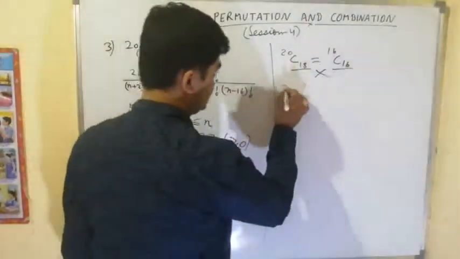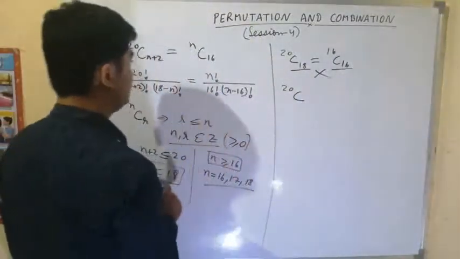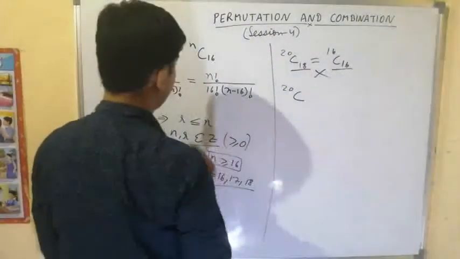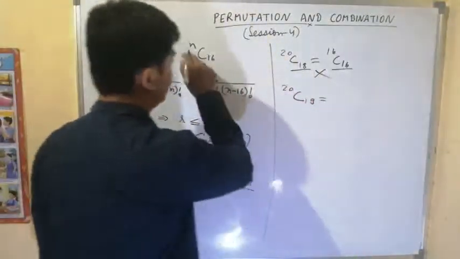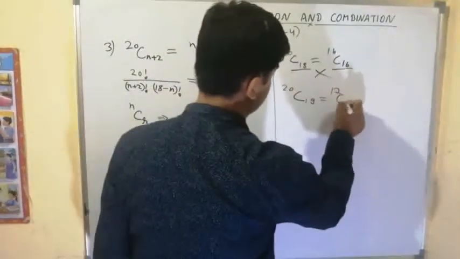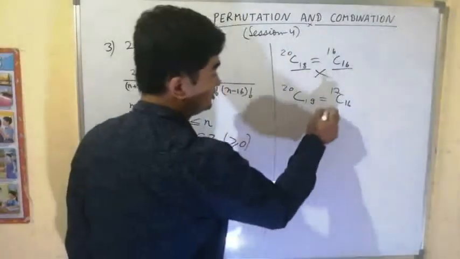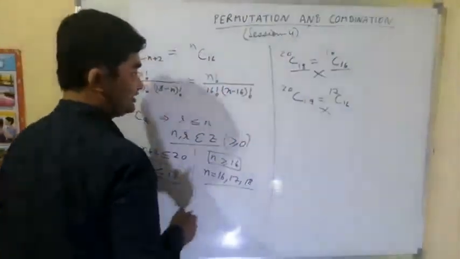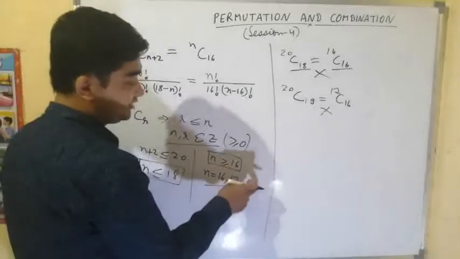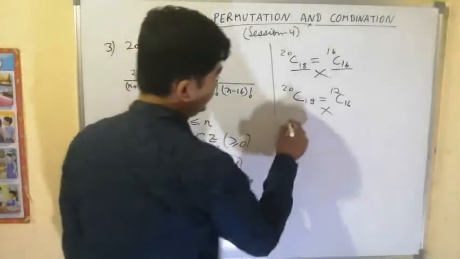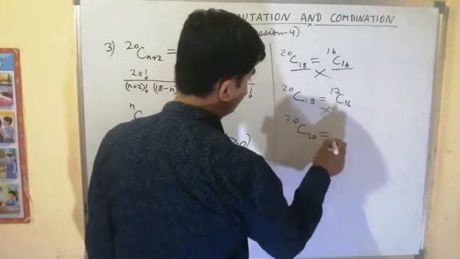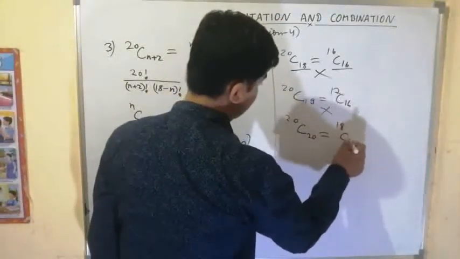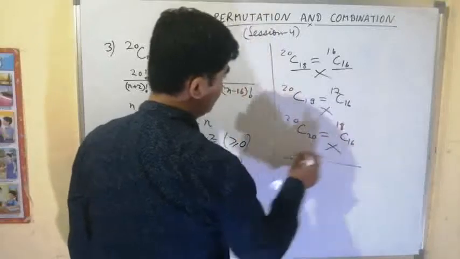Then next we'll check whether n is 17 or not. Put n equal to 17, the left hand side will become 20C19, which is 20. The right hand side will become 17C16, which is 17. So that is also not the answer, because in this case the left hand side is not equal to the right hand side. Now we'll check with 18. Put n equal to 18, the left hand side will become 20C20, which is 1. The right hand side will become 18C16, which is not 1. So it is also not the answer.